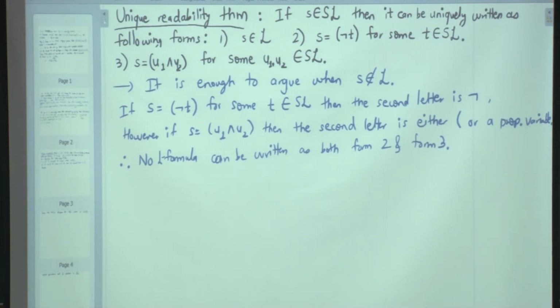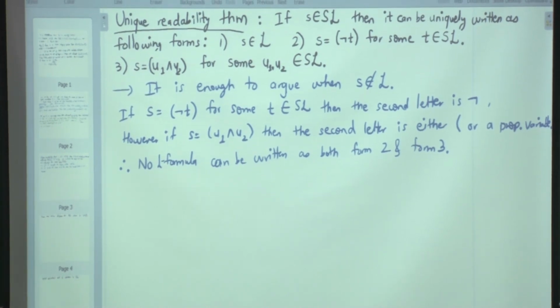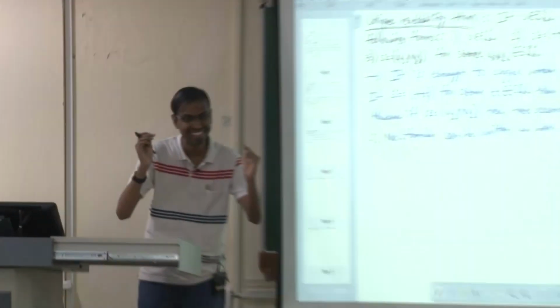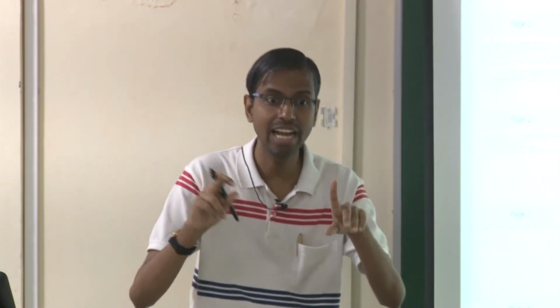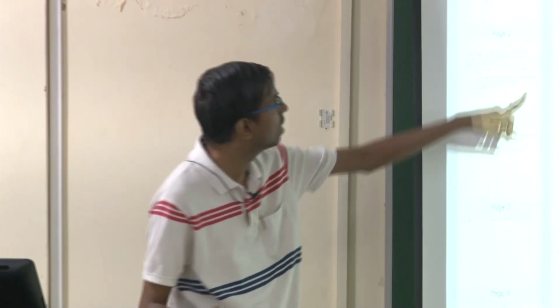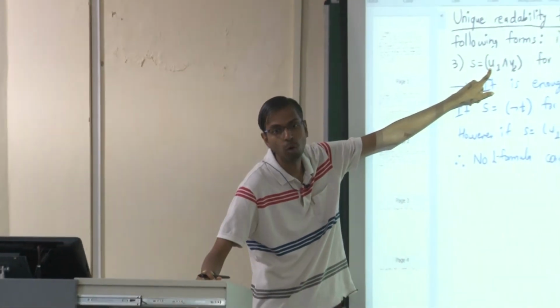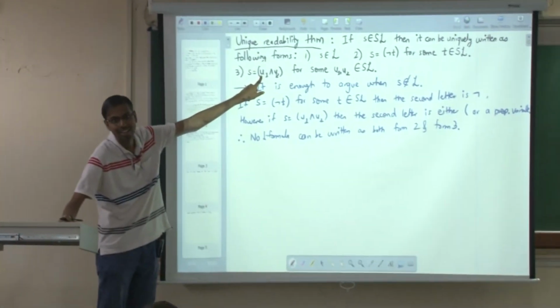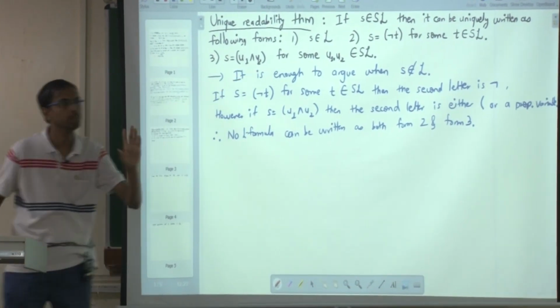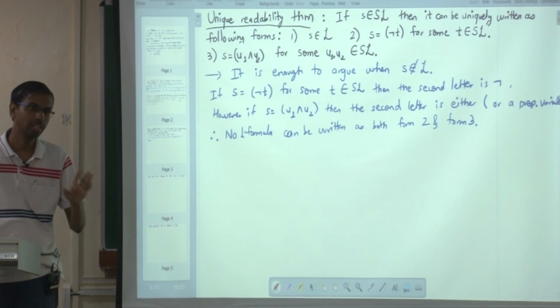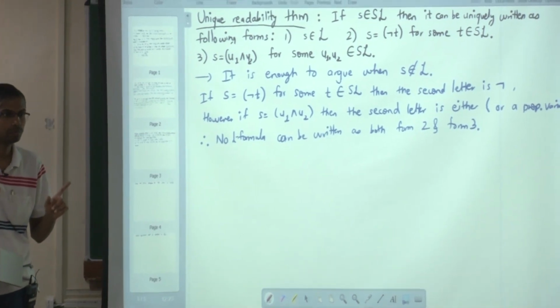Now, suppose U1 is also negation of something. Even if it is negation, after negation we put a parenthesis. So don't forget that. Then the third letter will be negation, but the second letter in that case will always be open parenthesis. Whereas in the second form, the second letter will be negation. So therefore, they are going to be different.